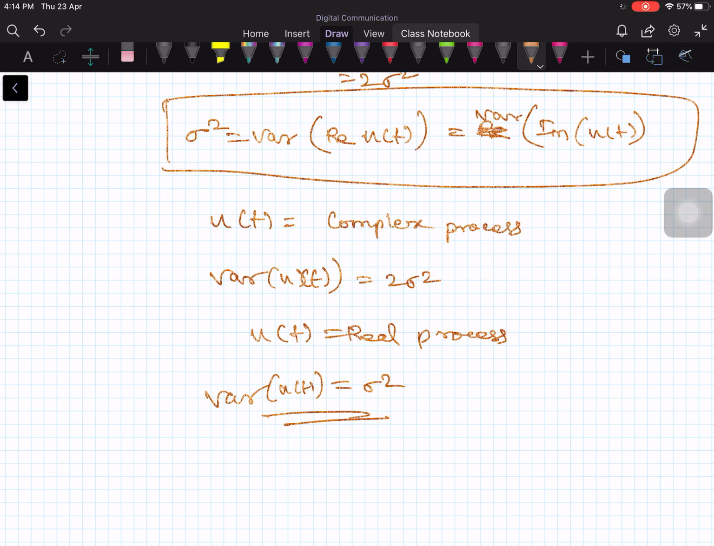Now at this point let me stop. In the next lecture I will talk about which components give the contribution to the variance and which components give the contribution to the mean, and then we will try to derive the impulse response of the filter.